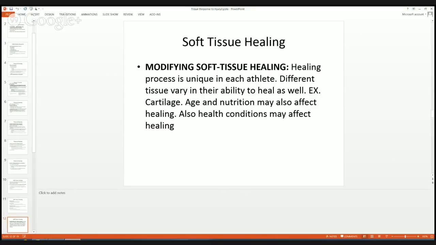So that's one of the reasons why we have these little shakes. What do you have? Carbs, you have proteins, you have fats. Which one rebuilds tissue? Proteins.